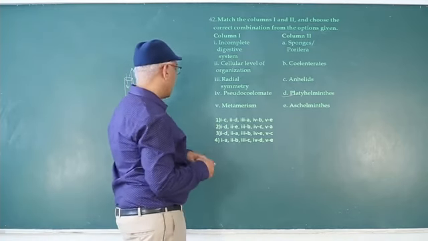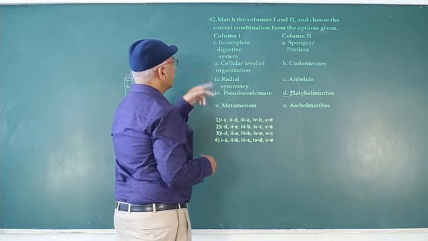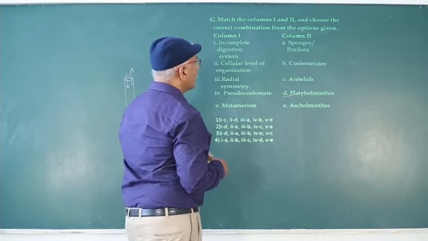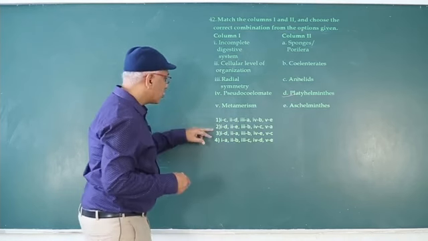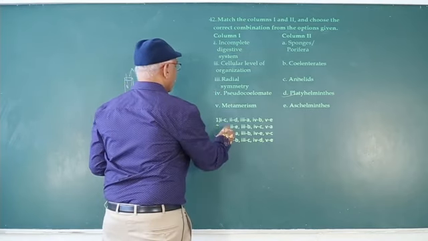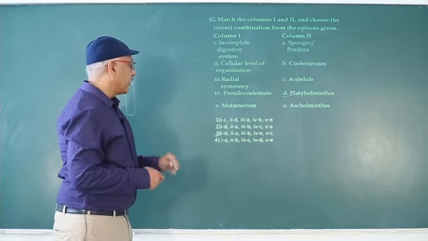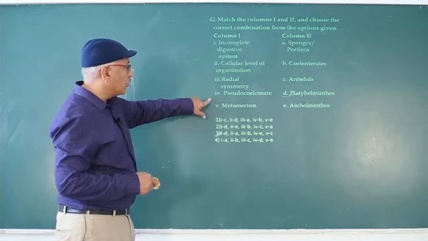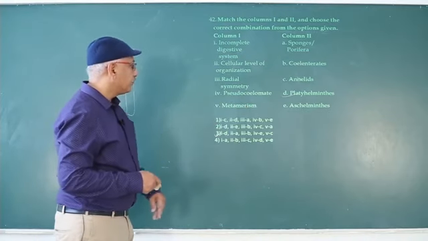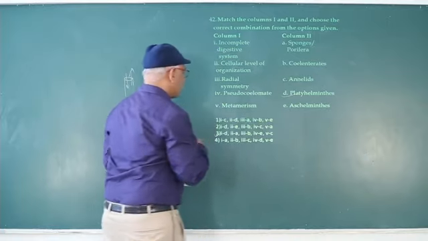So the first one is D. Second, cellular level of organization in sponges. So sponges, cellular level, A. Third, radial symmetry, Coelenterata. Fourth, pseudocoelomate, Aschelminthes. Metamerism, Annelida. So the option is 3.